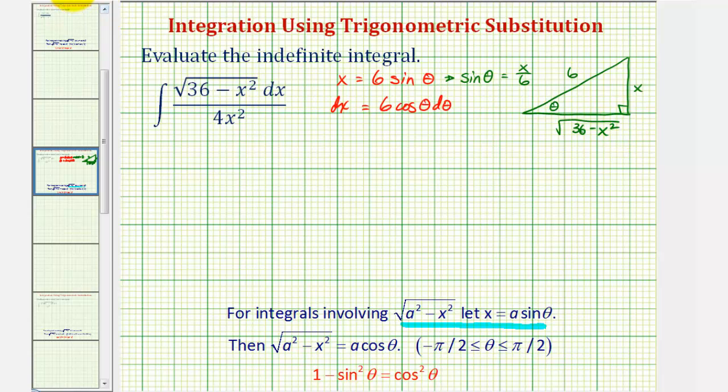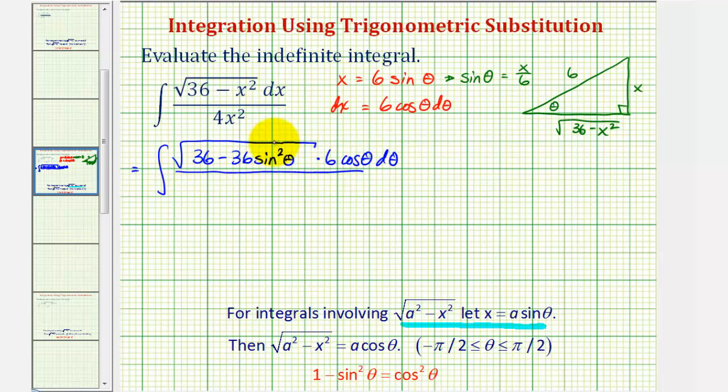Now let's go ahead and perform our substitution. We would have the square root of 36 minus x squared. Well, if x is 6 sine theta, x squared is 36 sine squared theta. dx is equal to 6 cosine theta d theta. And the denominator is 4x squared, which would be 4 times 36 sine squared theta.